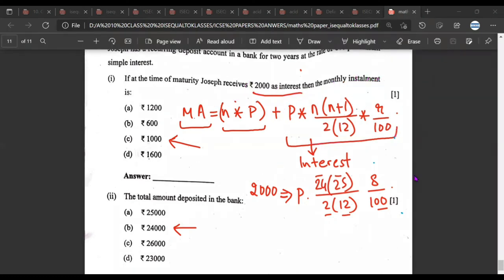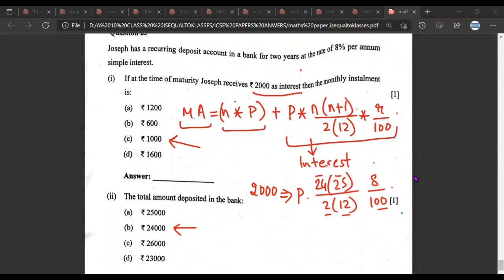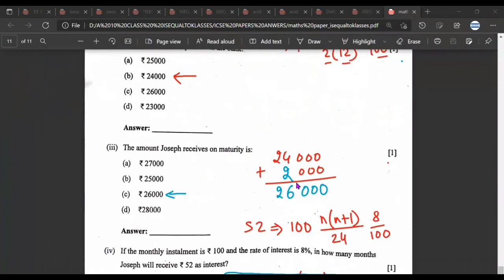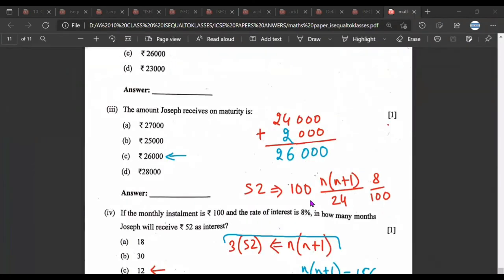Great. Now try to understand that he has deposited... 2000 is the interest that he has received. How much is he depositing each month? He is depositing rupees 1000 each month. For how many months? It's 24 months. So 24,000 is his principal. So this is the principal, 24,000, and the total maturity amount would be 26,000. This would be the maturity amount. So second part is done. Amount received on maturity. This is what I was telling you. This is the 26,000, the maturity amount.